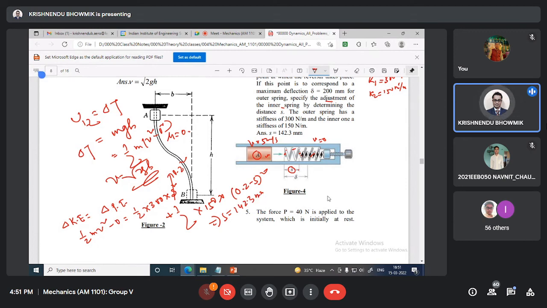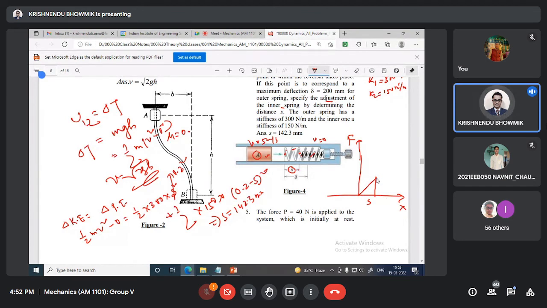Or you can have a second option. Say this is f and this is x. So initially it will move like this, distance s.